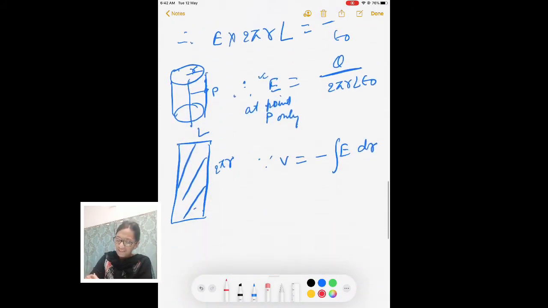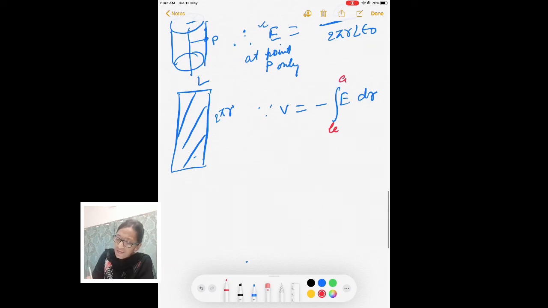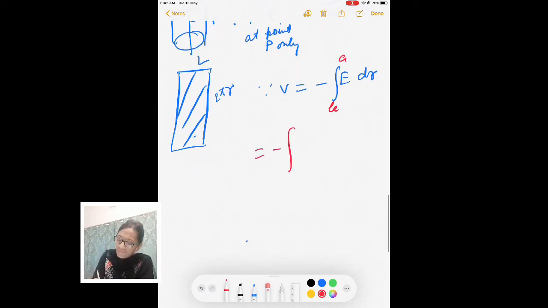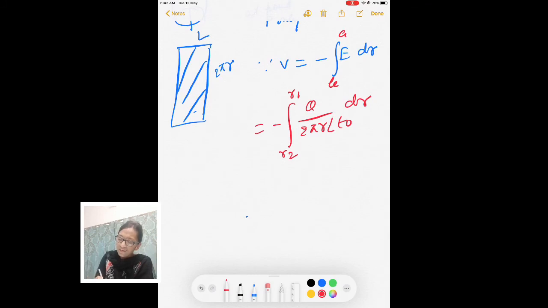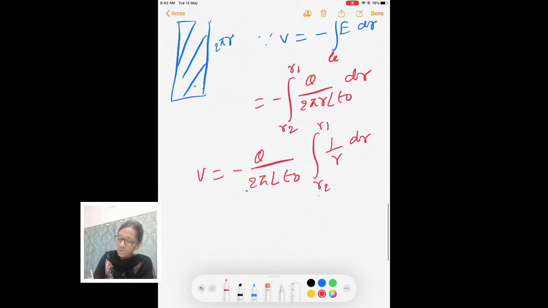So we will integrate it from B to A, and we know that we have radius at B is R2 and at A it is R1, and the electric field we obtained is Q upon 2 pi R L epsilon naught dR. So let me take all the constant terms outside, and this is equal to Q upon 2 pi L epsilon naught. All these are constants. So let me integrate 1 upon R dR under limits R2 to R1.